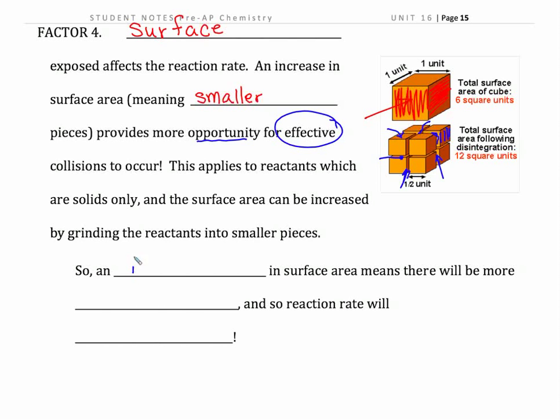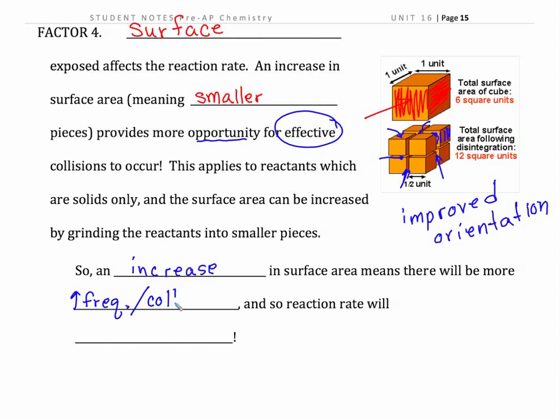So an increase in surface area means there will be more collisions. So an increase in frequency, another way to say that, or more collisions. Not only that, but this can actually improve orientation as well. Not always, it depends on the reaction, but there can be an improved orientation effect there. So improved frequency or more collisions, and therefore your reaction rate will increase.